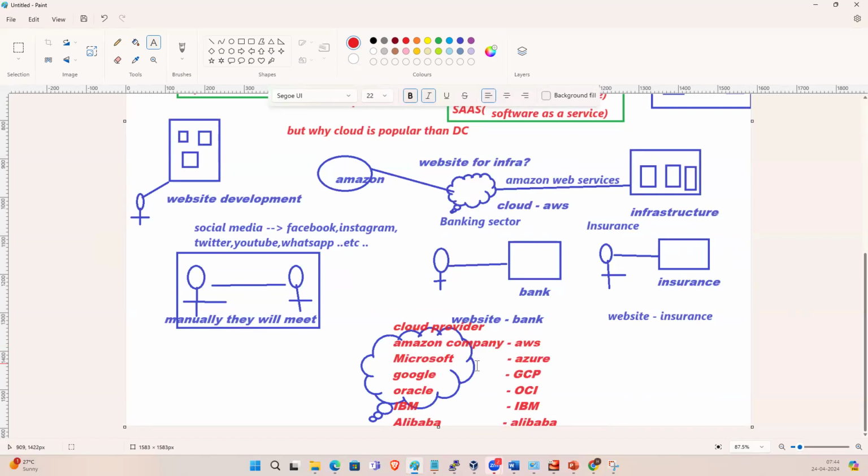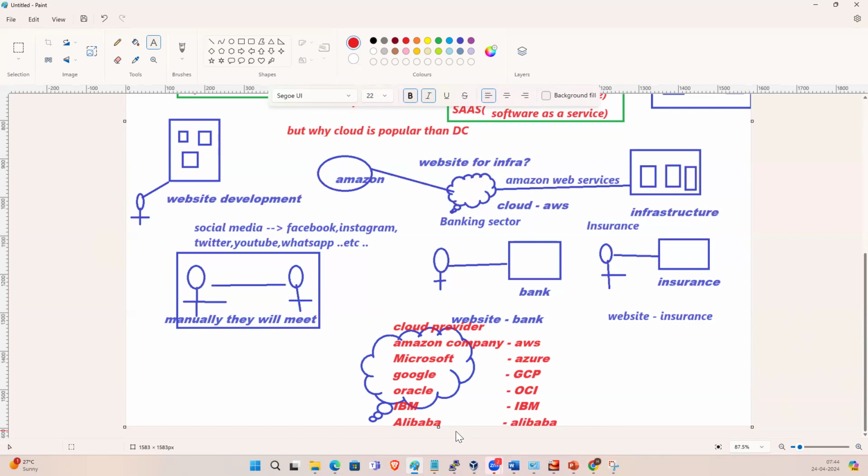Amazon, AWS, Microsoft, Azure, Google, GCP, Oracle, OCI, IBM, Alibaba. Tell me, guys. Everyone can speak out. Amazon, AWS, Microsoft, Azure, Google, GCP, Oracle, OCI, IBM, Alibaba Cloud.